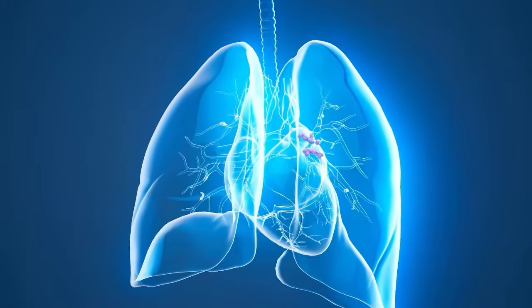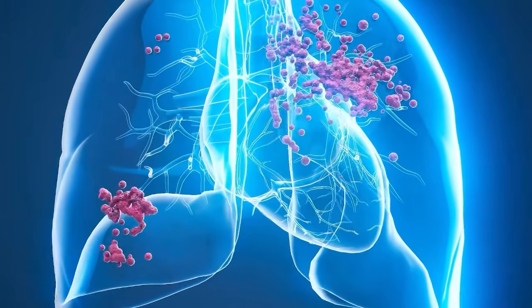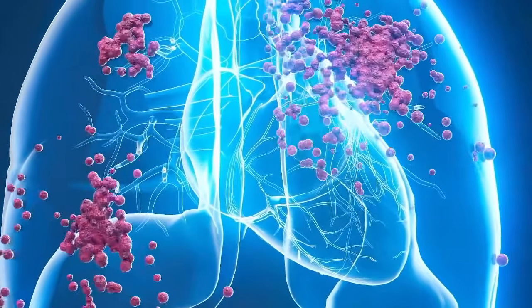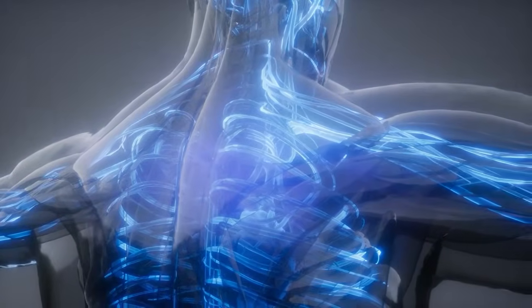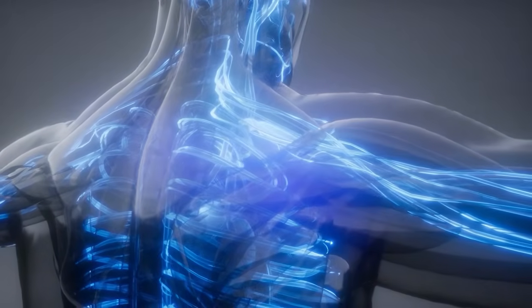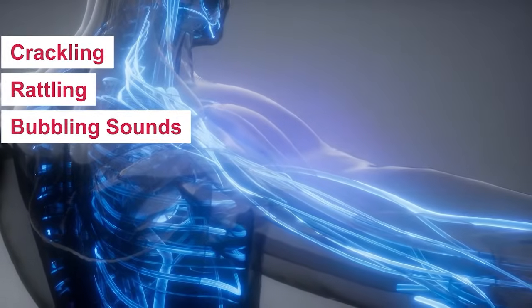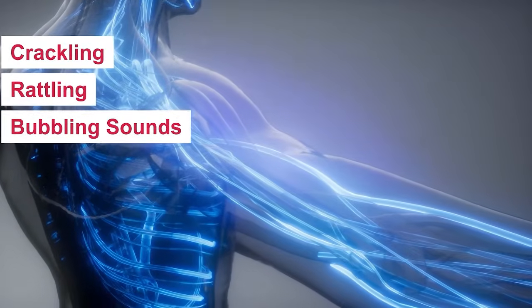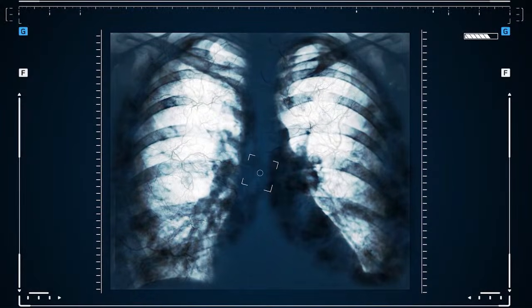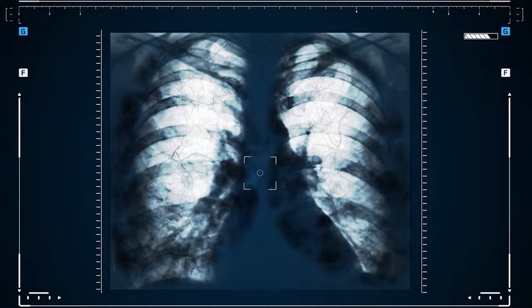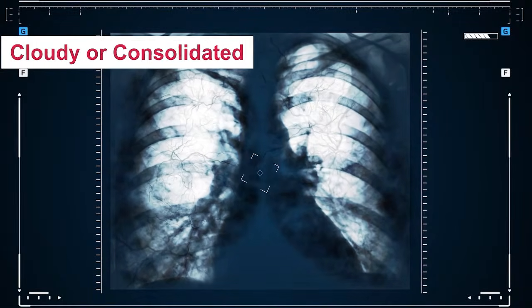Doctors diagnose pneumonia by carefully evaluating symptoms, medical history, and risk factors such as age, smoking status, existing illnesses, or immune problems. During the physical examination, the doctor listens to the lungs with a stethoscope. Pneumonia often produces crackling, rattling, or bubbling sounds or areas where breath sounds are reduced or absent. To confirm the diagnosis, a chest X-ray is usually performed. The X-ray shows areas of the lung that appear cloudy or consolidated, indicating infection.